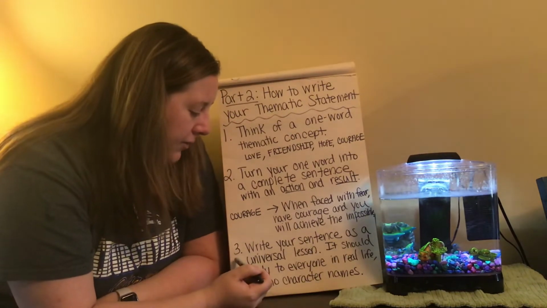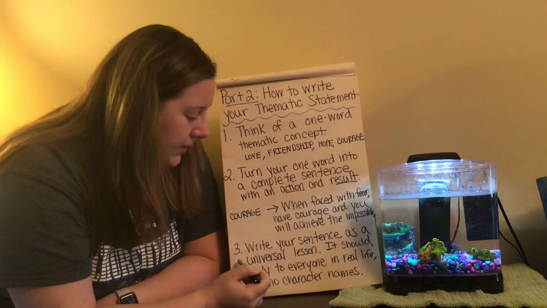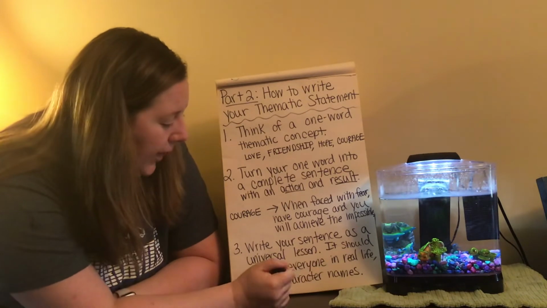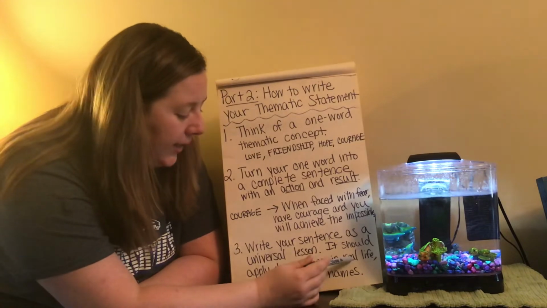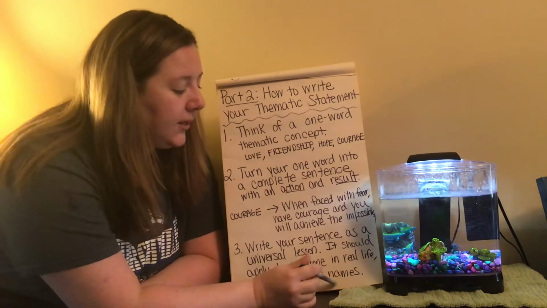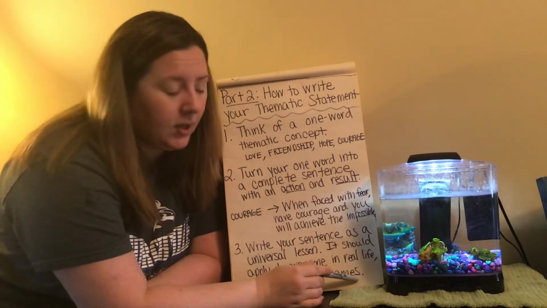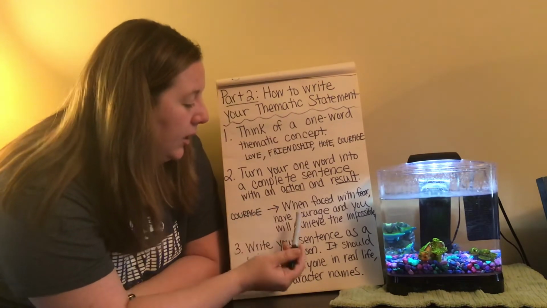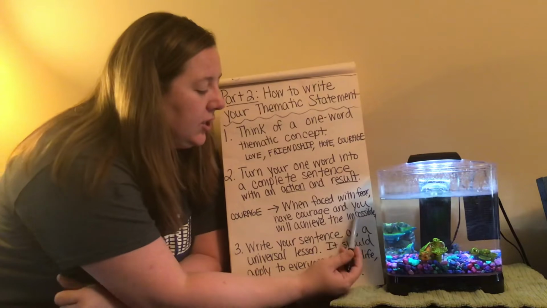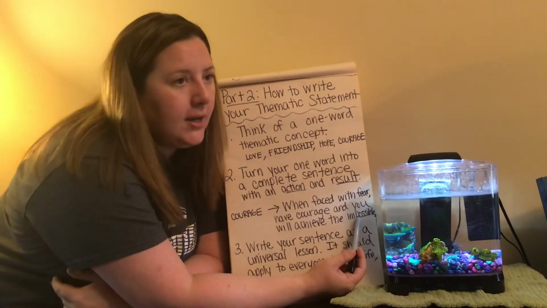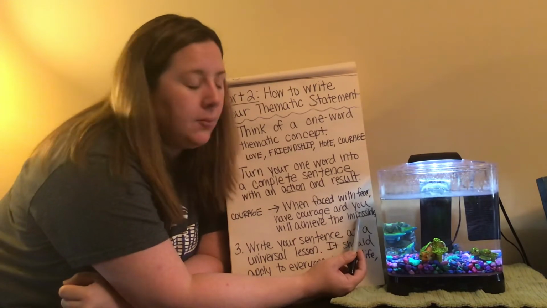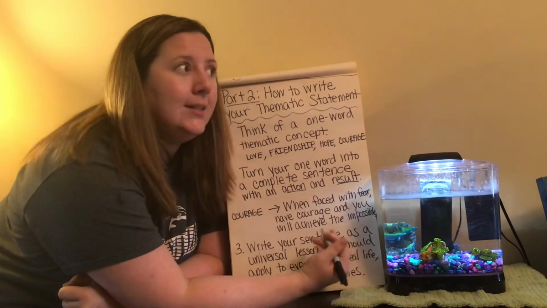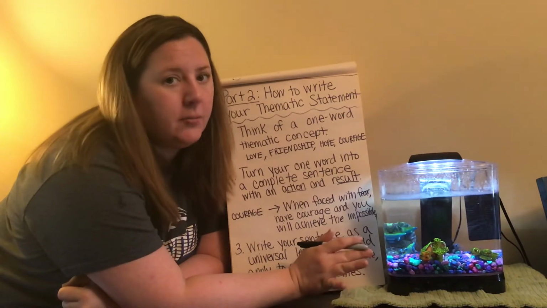The third thing that you need to check is that you wrote your sentence as a universal lesson. So this means that it should apply to everyone in real life, and that means leave the characters' names out of it. I would not write that Jonas had courage and learned that he could achieve the impossible, because now I'm not writing it as a lesson that applies to everyone. I'm only writing it about Jonas. We might have learned it from Jonas, and it definitely, absolutely came from the text.